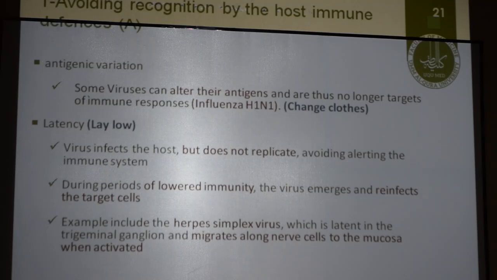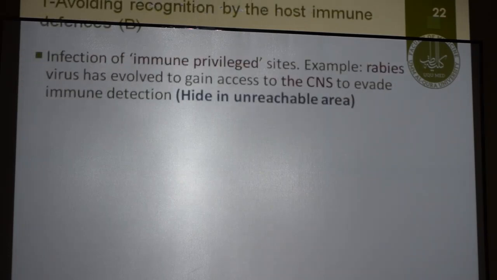Another example is sometimes viruses will hide in immune privileged sites. Now, what is meant by that? There are certain sites, for example, the brain, where the luxury of excess free T lymphocytes and B lymphocytes is not there. They cannot go freely into these sites.